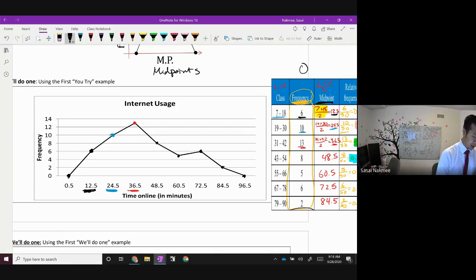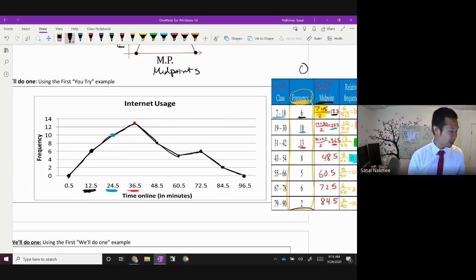Once you make all these dots, then you just connect all the dots together and you form your line. Your last one will not always end at 0. It might end up somewhere else. All you have to do is just connect the dots. Boom, boom, boom, boom, boom. And that's your frequency polygon, right?